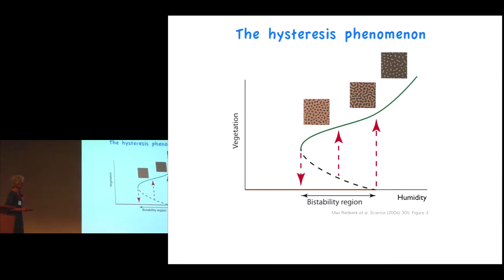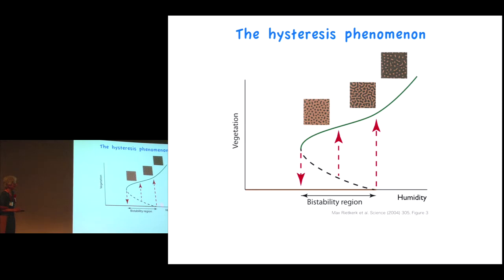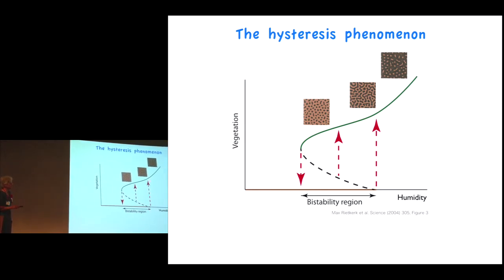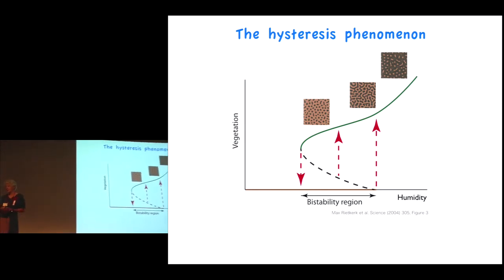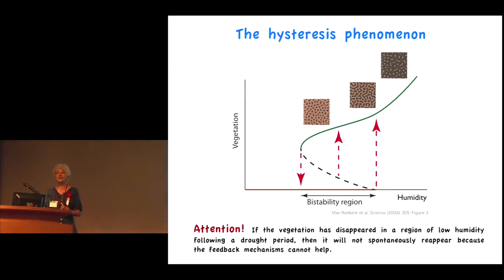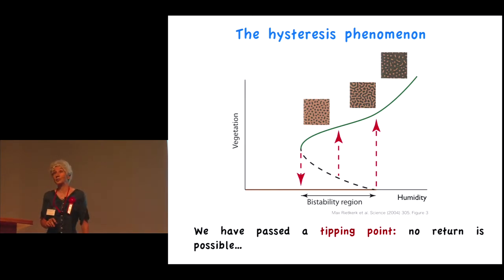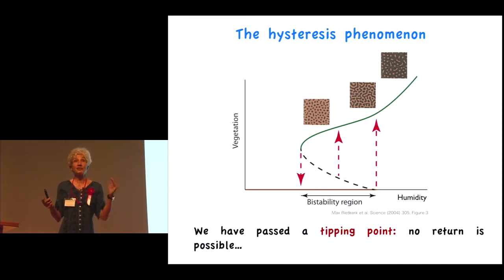You really need much more humidity, and then spontaneously the vegetation will reappear. So the very important lesson is that if the vegetation has disappeared, it cannot come back. So this is something which is called a tipping point. No return is possible. So we have seen in a model what is a tipping point, something where you pass and then you cannot come back.